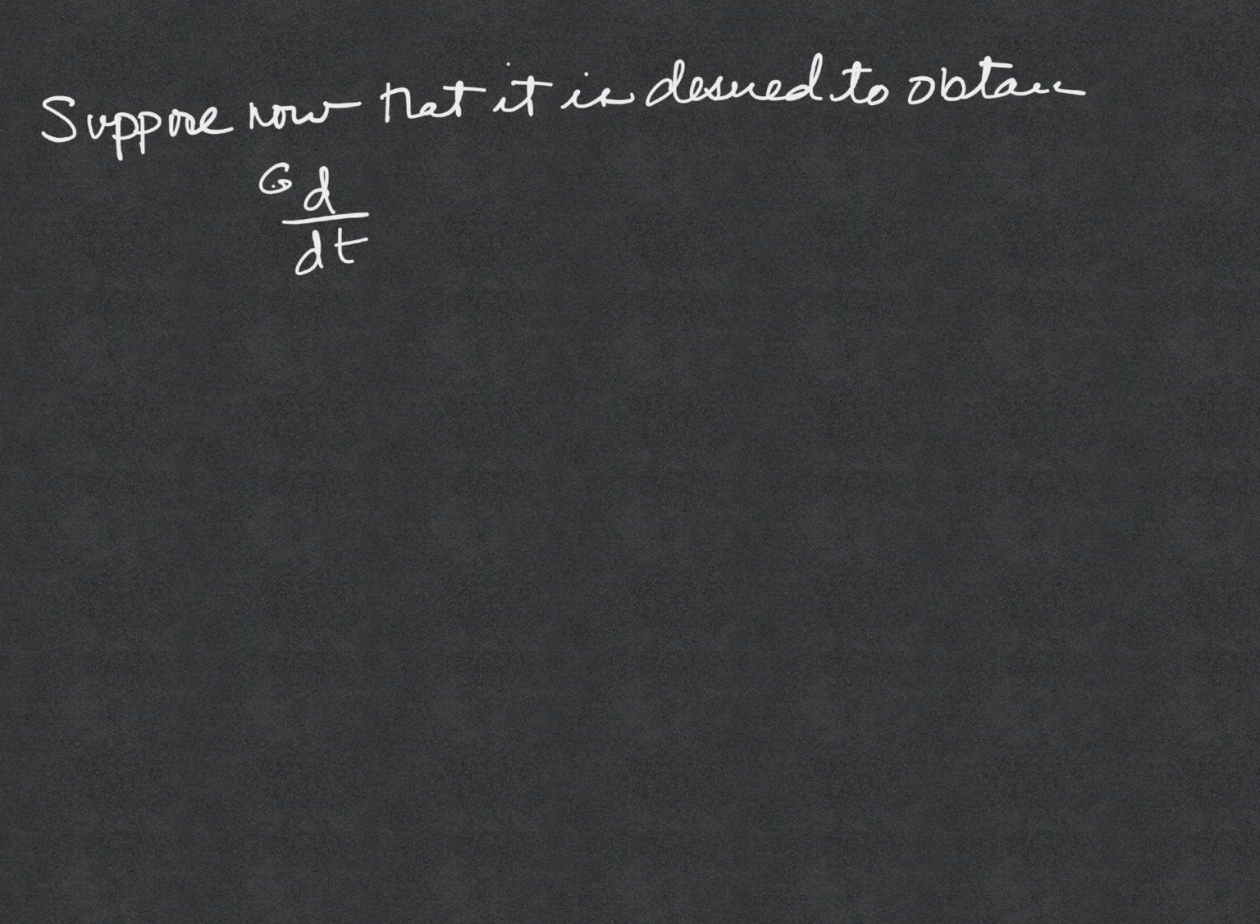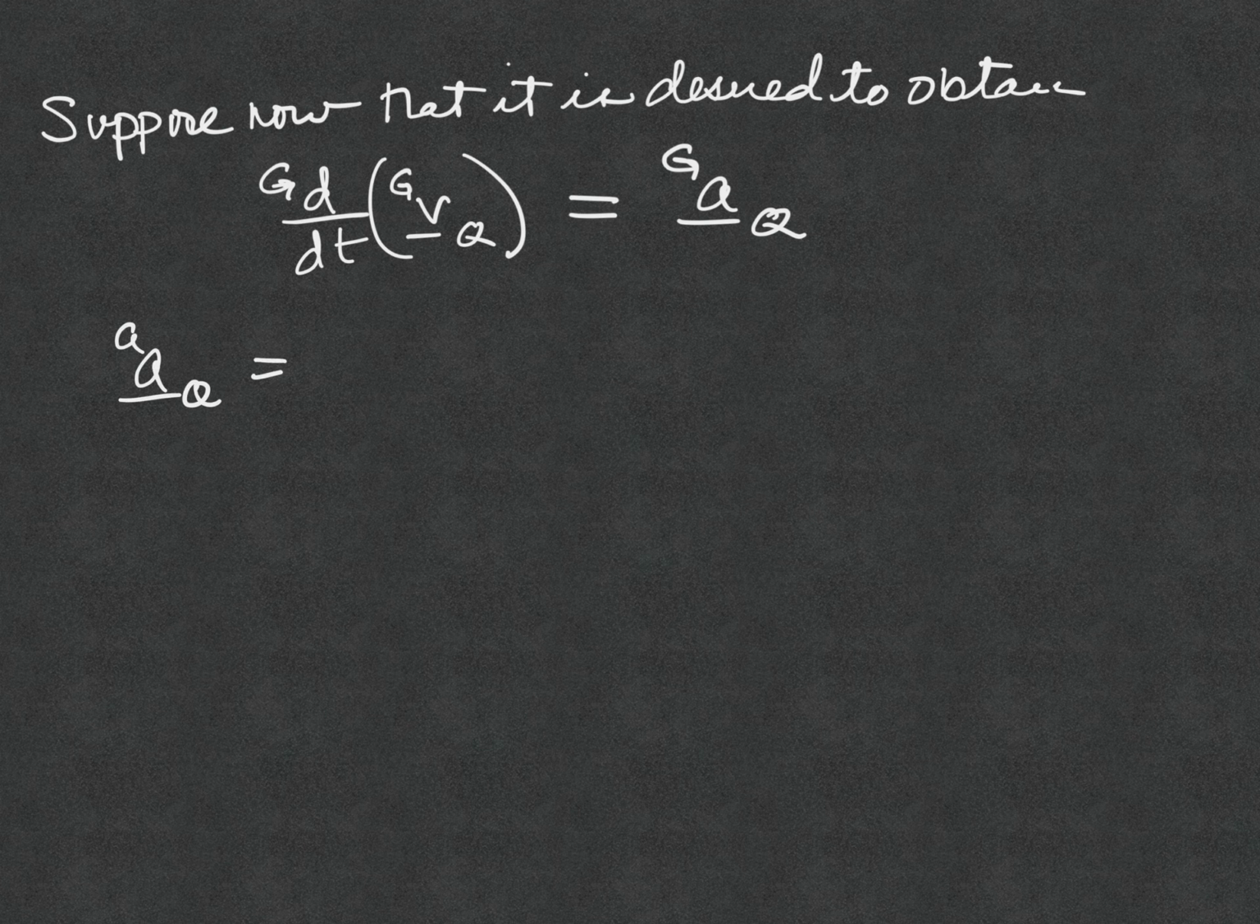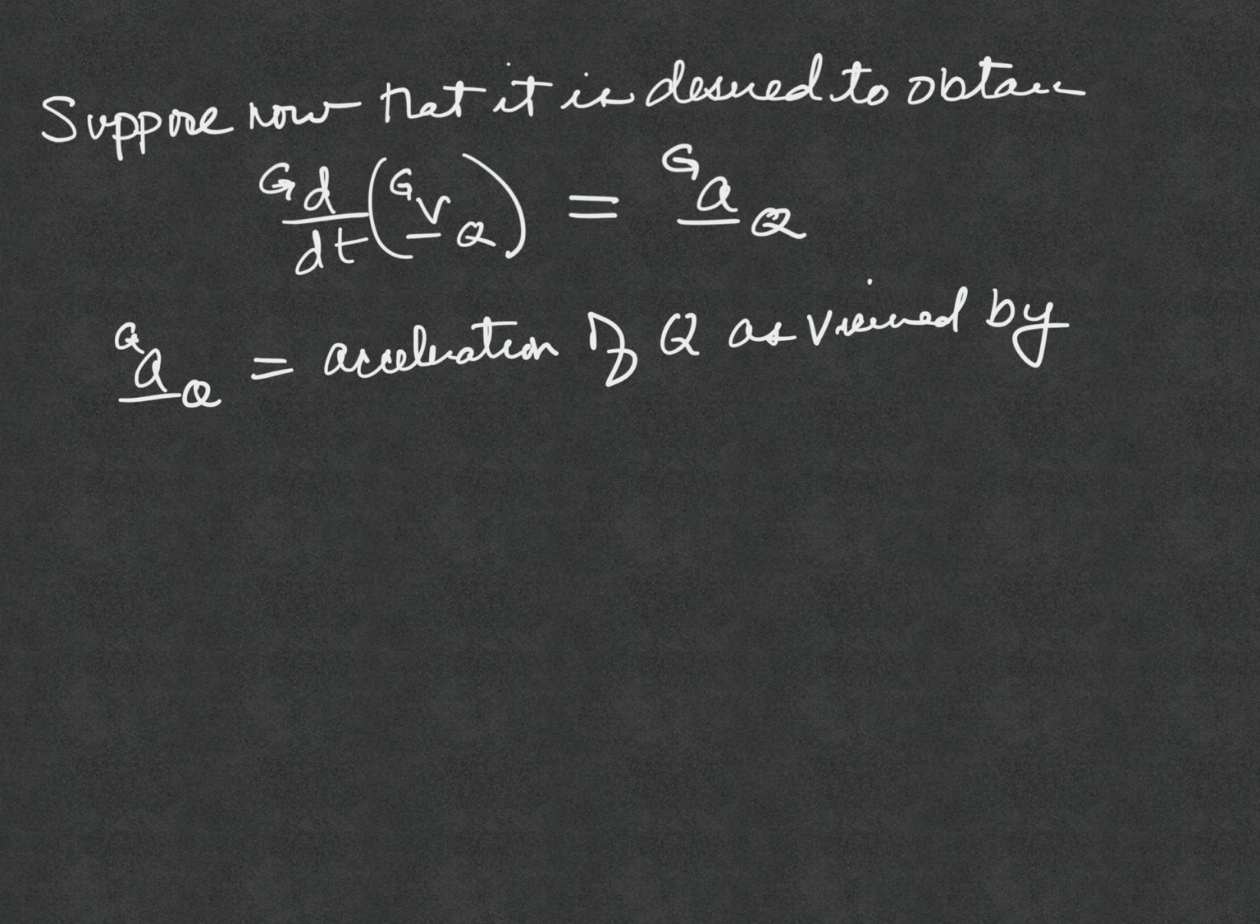So suppose now that it is desired to obtain the rate of change in the ground of the velocity of point Q as viewed by an observer fixed to the ground. This quantity happens to equal the acceleration of point Q as viewed by an observer fixed to the ground. So that's the acceleration of Q as viewed by an observer fixed in G.